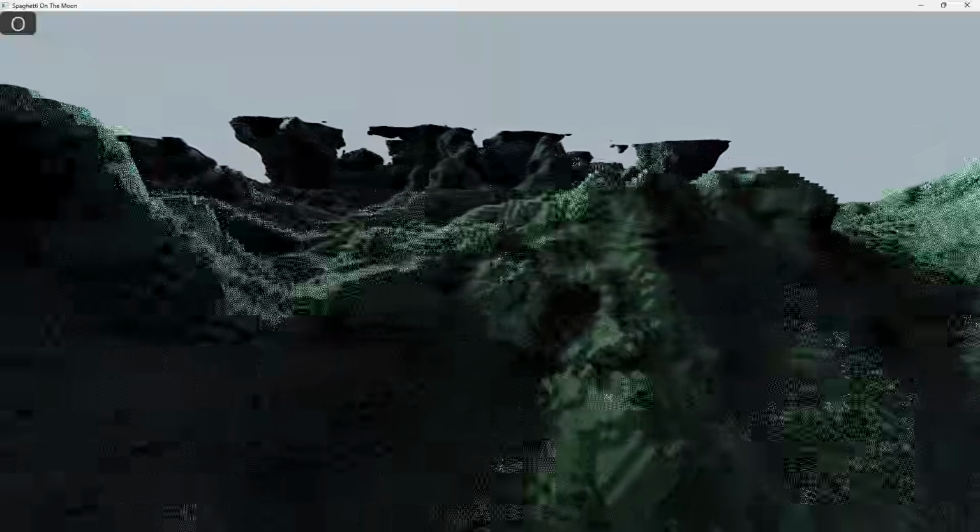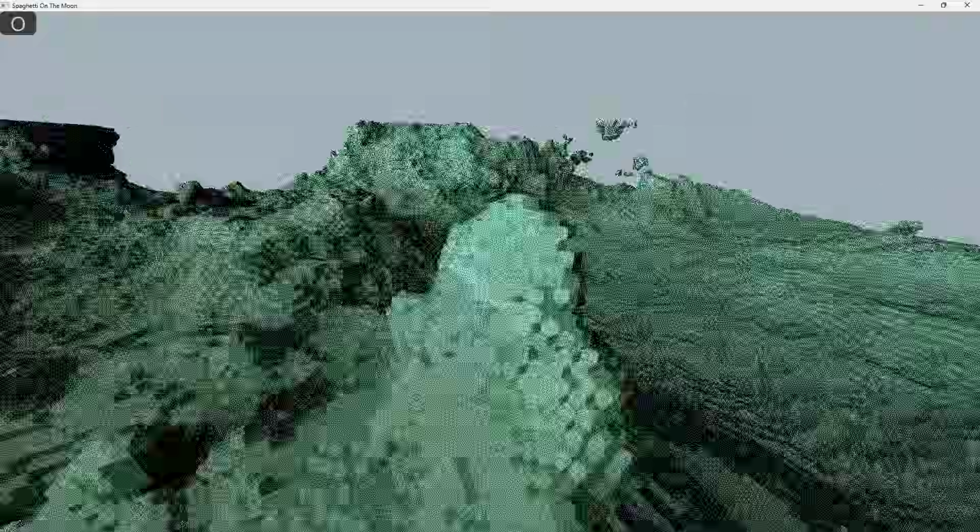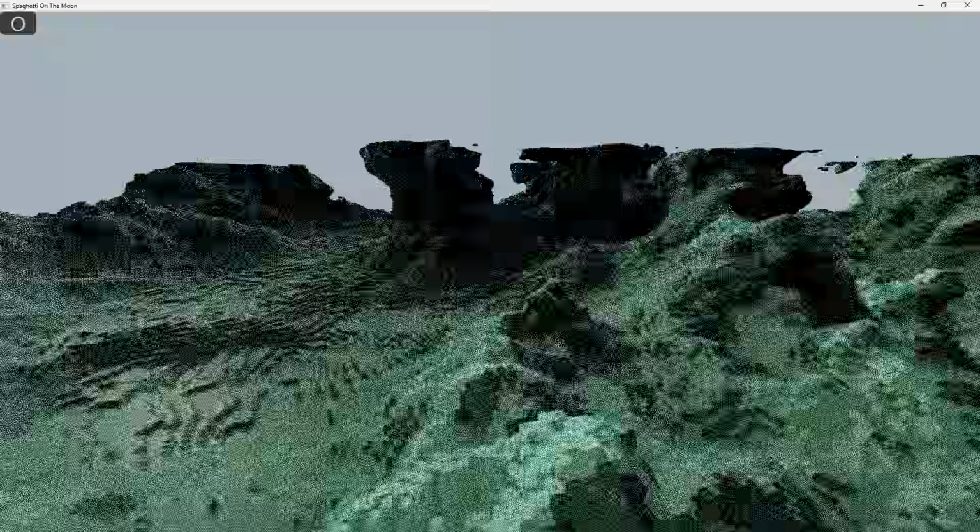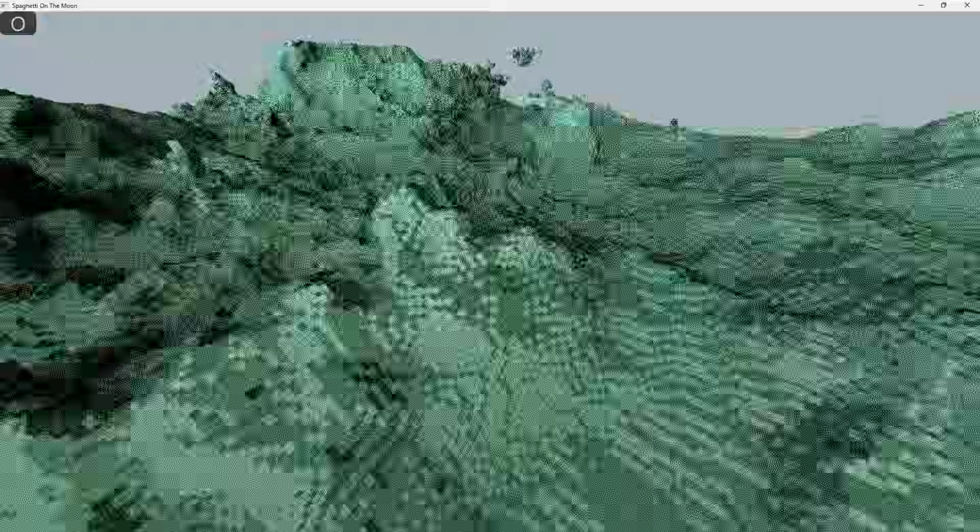So as you can see, things have changed. Maybe not too much, but they've changed a lot structurally. Not necessarily visually.